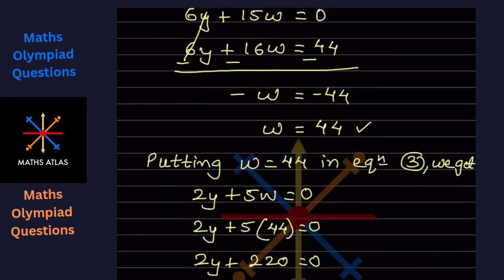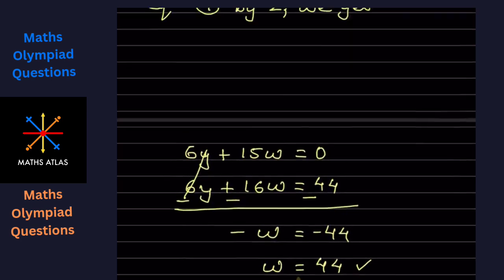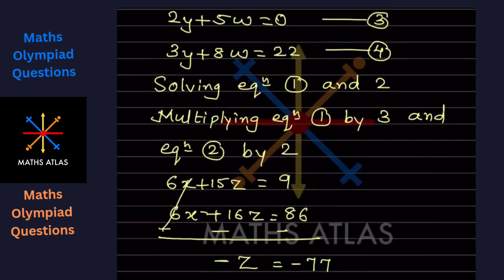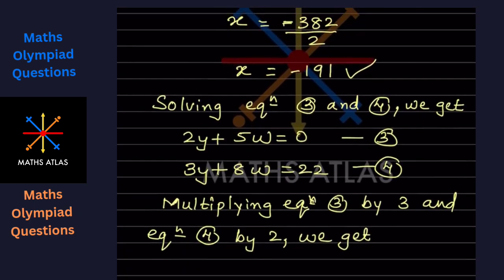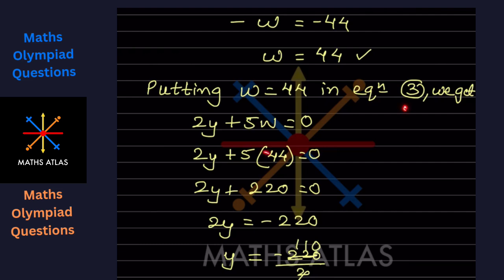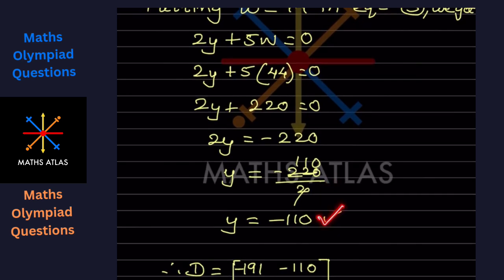So now you are going to put w is equal to 44 in any equation, either equation number 3 or 4. I put it in equation number 3. So after putting that value in equation number 3, see here, 44 I put over here, rest all is the same. So this will be 220, and this will be same. When you change the place, if you bring this on the right hand side, plus 220 is going to be minus 220. So y, this is multiplication, so this is going to get divided. So that is 110.